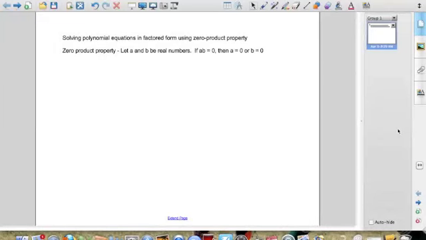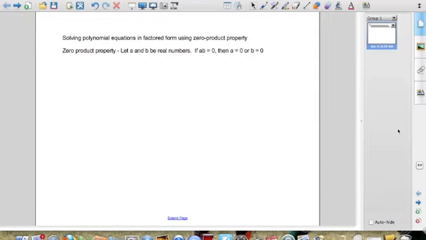Solving polynomial equations that are in factored form using the zero product property. The zero product property states that if A and B are real numbers and A times B is equal to 0, then either A is 0 or B is 0. So we're going to make one of them 0, and we're going to solve for the other one. Today they're already going to be factored.